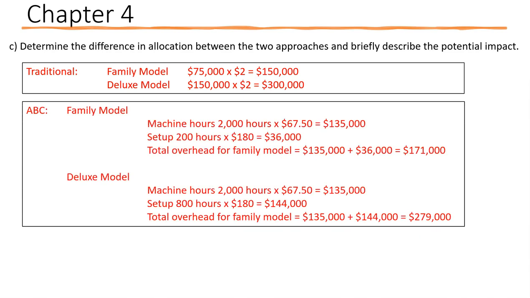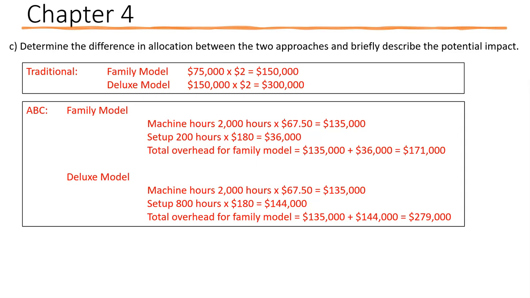So here's how that looks. Family model, 2,000 hours of machine time times $67.50 is $135,000. 200 hours of setup at $180 is $36,000. We add those two together to get the total overhead for that model, $171,000. On the deluxe model, 2,000 hours of machine time times $67.50, so again $135,000. 800 hours of setup at $180 per hour is $144,000. So when we add those together, it's $279,000.